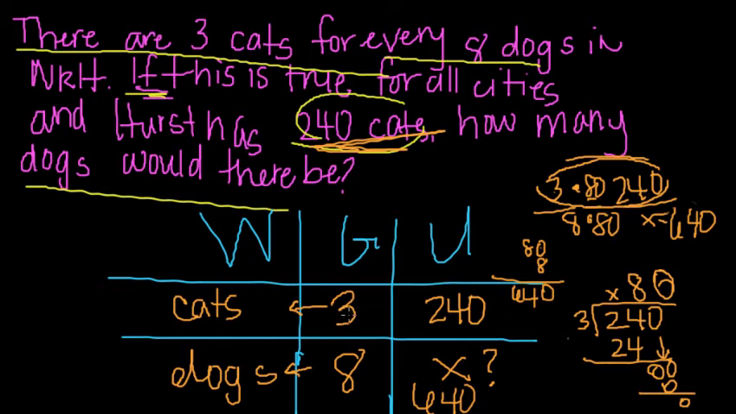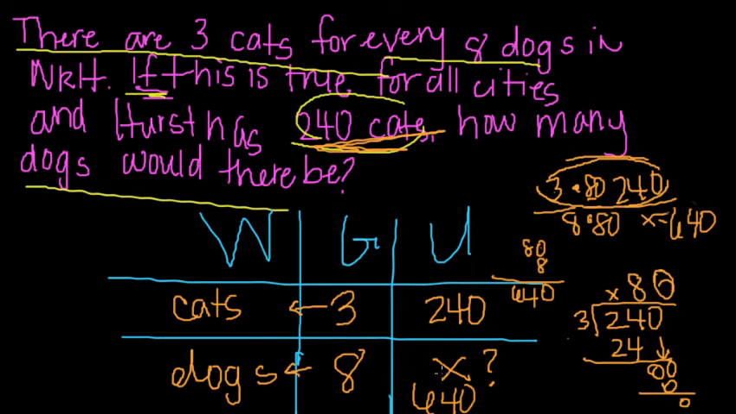Well, 3 cats, 8 dogs. Cats is less than dogs, so cats is going to have to be less than dogs here, and it is. So we know we're at least in the right direction because 240 is less than 640. If I put the 80 down here like I tried to do earlier, that would not make sense because the dogs would be smaller than the cats. Okay? Always check and make sure your answer makes sense in what you're doing.